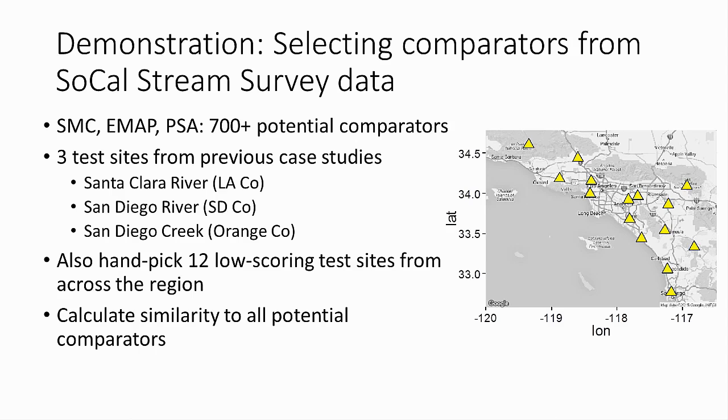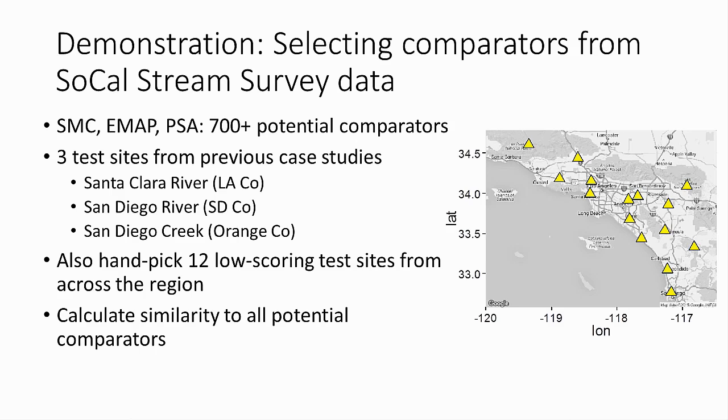We decided to see how this might look if we tested it out using some data from Southern California. We have a large pool of potential comparators derived from various surveys: the SMC, the EMAP program, the PSA. So we had about 700 sites to choose from. We looked at 3 sites that have been used in causal assessment case studies in Southern California. We have the Santa Clara River in LA County, San Diego River in San Diego County, and then the confusingly named San Diego Creek in Orange County. These are actually 2 very different sites.